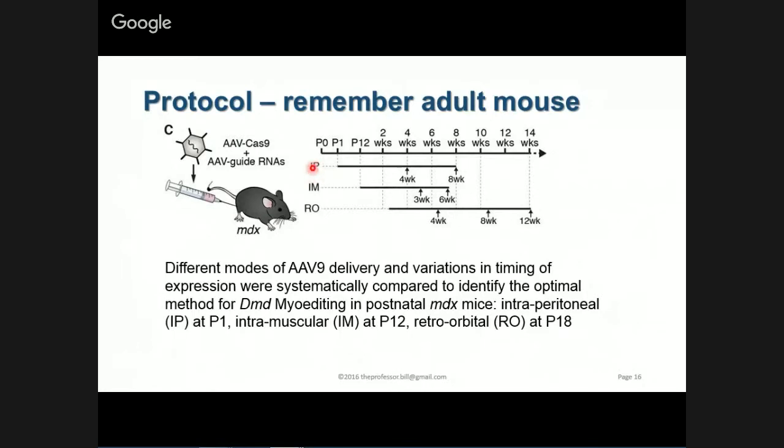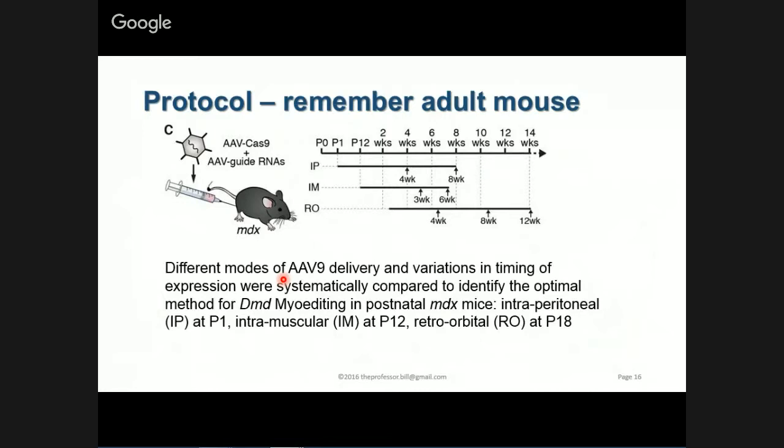One is IP. Those of you who have done research, what is an IP injection? Anyone? I know you guys have done IP injections. Yes. So intraperitoneal into the abdomen or the abdominal space, in other words. There's another one that is done intramuscularly or IM, and this is the one that you would expect should work. And then there is this other one known as retroorbital.